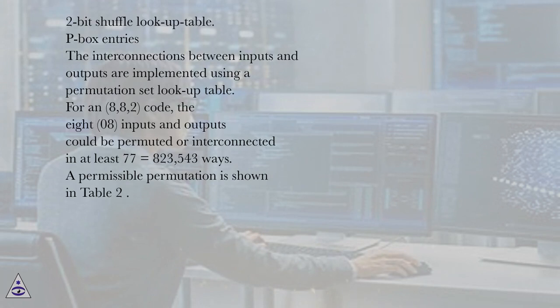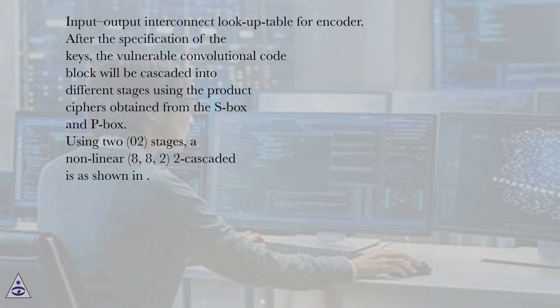The interconnections between inputs and outputs are implemented using a permutation set lookup table. For an (8,8,2) code, the 8 inputs and outputs could be permuted or interconnected in at least 7^7 equals 823,543 ways. A permissible permutation is shown in Table 2. Input-output interconnect lookup table for encoder.